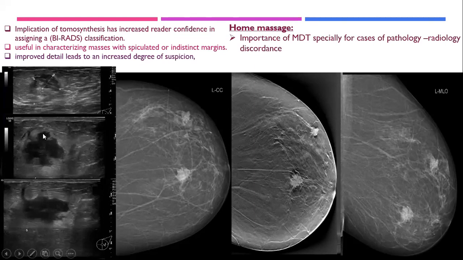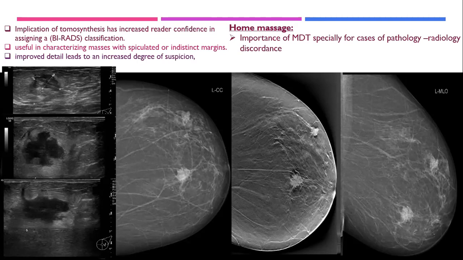Look at the largest lesion, typical malignant, and this is also a suspicious lesion. The smaller one is also suspicious, and most likely it will be the same. But unfortunately, the pathology of the smallest one was invasive cancer, while for the biggest one, the pathology was sclerosing adenosis. I brought this case to show the importance of MDT, especially for cases of pathology radiology discordance.